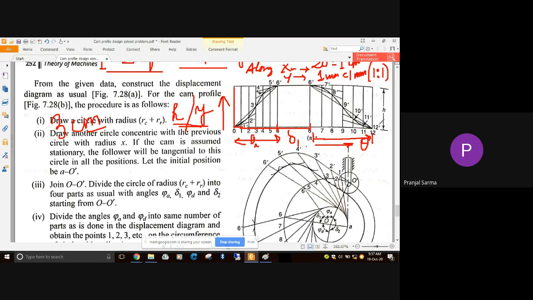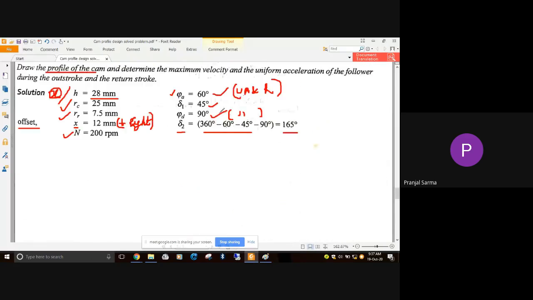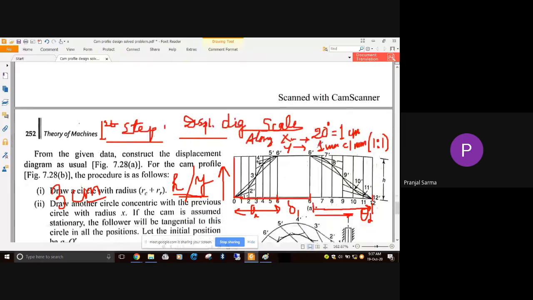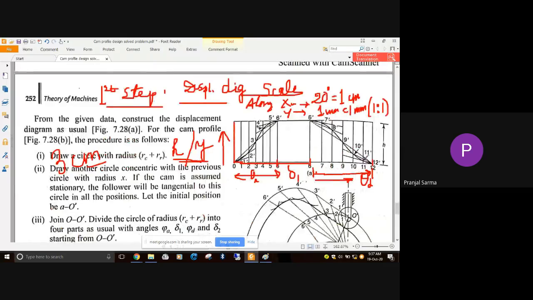Next, once again, we have the descent stroke, theta suffix d. For that we already have the angle as 90 degrees. So as per scale, we'll mark up to that much. And after that, there is another dwell at the last, after descent. I have already discussed in the last class, if there is a dwell at the end of a descent, you may or may not show it. Even if you show it, it will just look like a flat line here. So we have not shown it here.